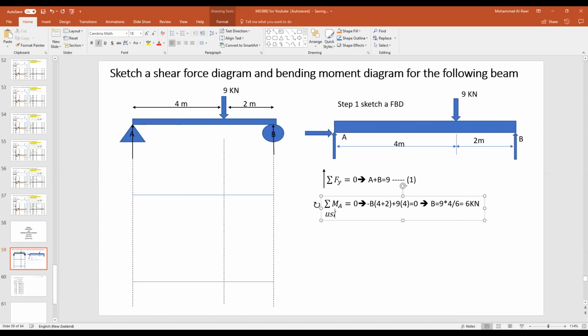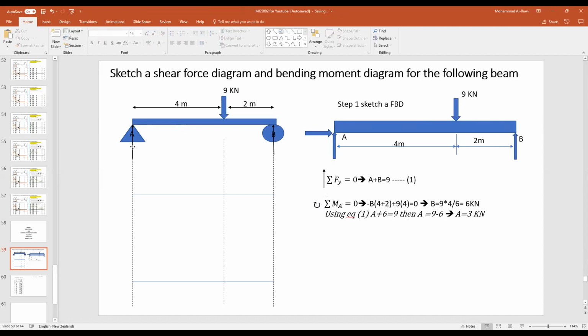Now, using equation 1, we can find from it that A plus 6 is equal to 9. Then by rearranging, A is equal to, forgot to put the 6, A is equal to 9 minus 6, and therefore the value for A is equal to 3 kilonewtons.